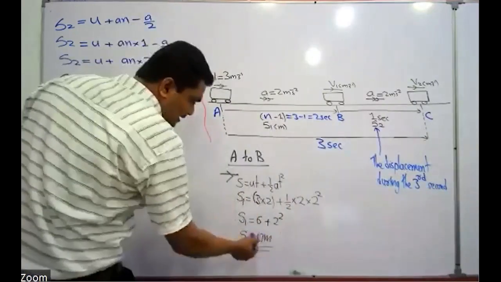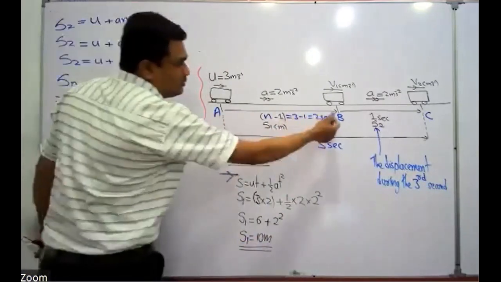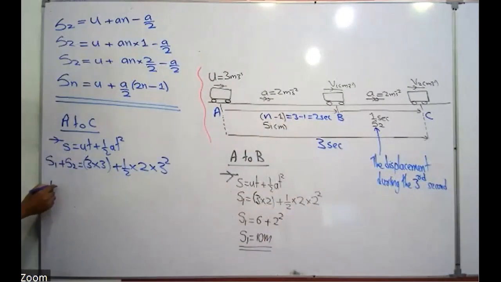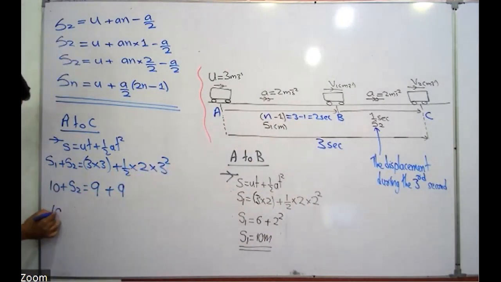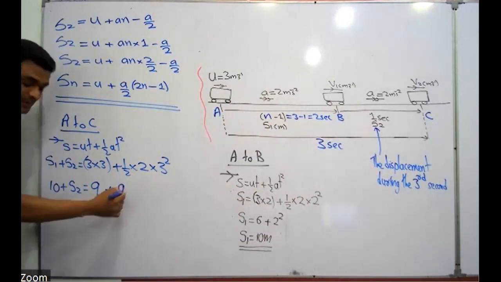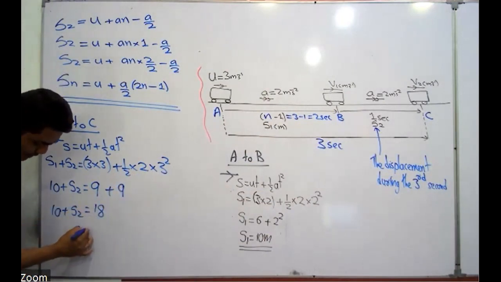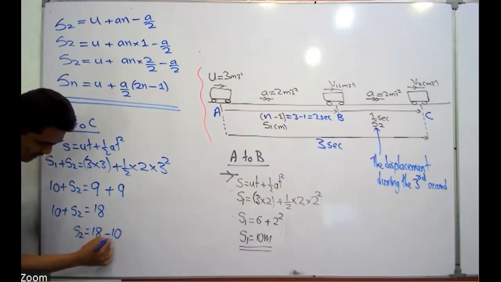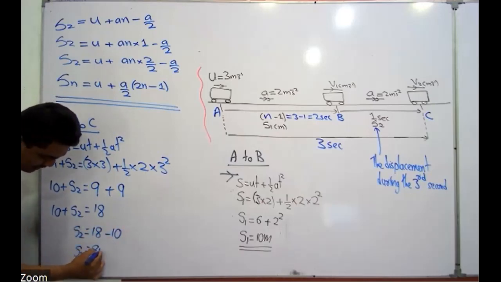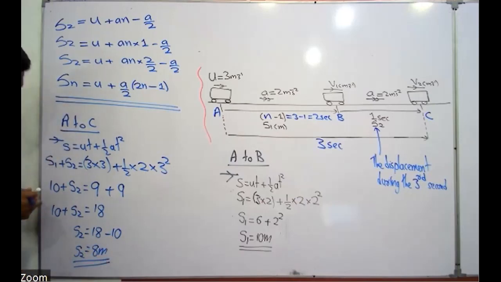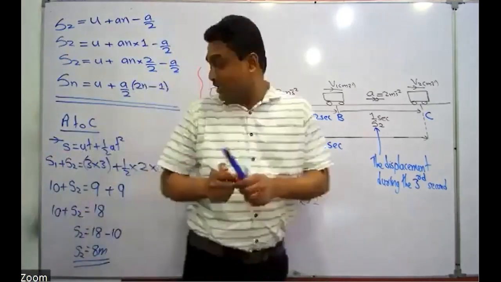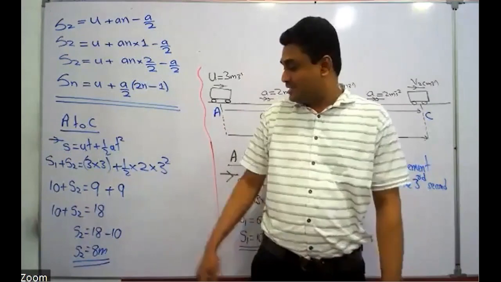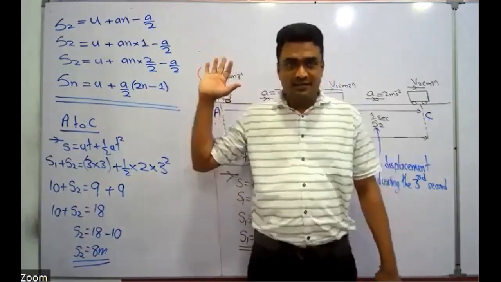S1 we already know. S1 is 10 meter, displacement during the first 2 seconds. 10 plus S2 is the displacement during the third second. 3 times 3, 9, 2 and 2 cancelled out. Square of 3 is 9. So 10 plus S2 equals 9 plus 9, 18. So S2 equals 18, and 10 comes this side as minus 10. Therefore S2 is 8 meters. Sorry, displacement during the third second is 8 meter. Who got this answer? That's it.